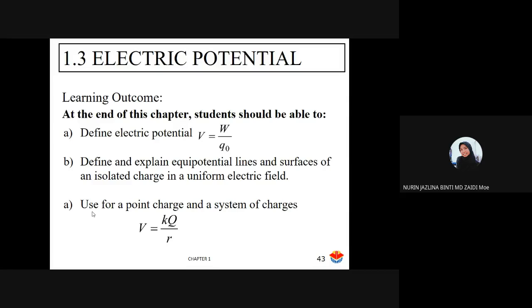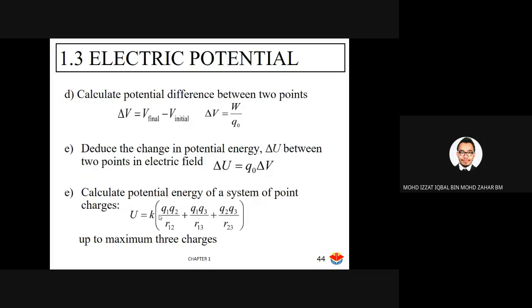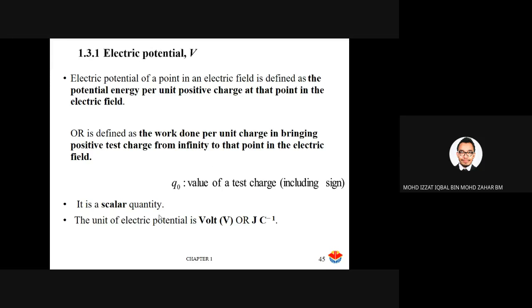Okay, so learning outcomes for today. At the end of this chapter, students should be able to define electric potential, V equals W over Q naught. That one is from the definition. Define and explain equipotential lines. Kena lukis jugalah. Use point charge and a system of charges, V equals KQ over R. Calculate the potential difference, deduce the change in potential energy, delta U, and then U, maximum 3 points. Itu objective je.